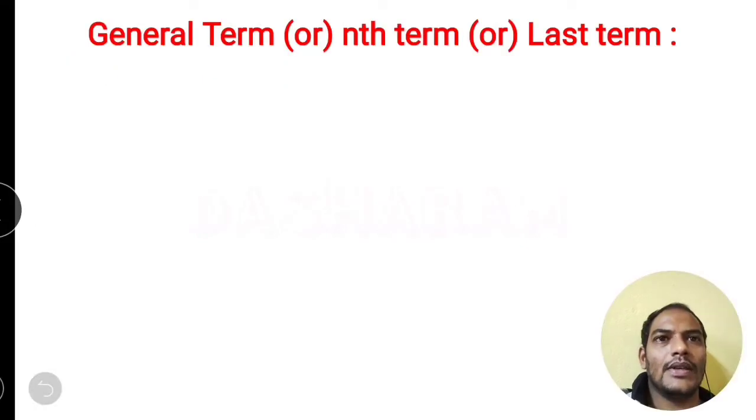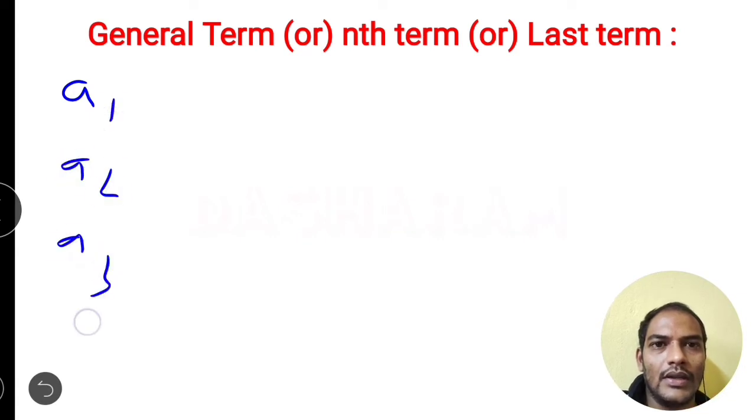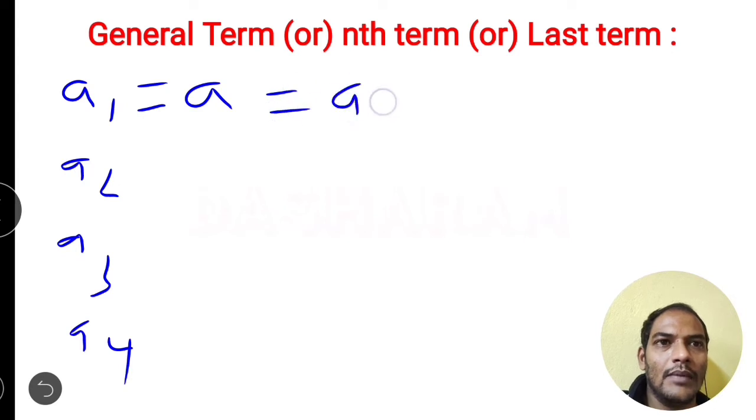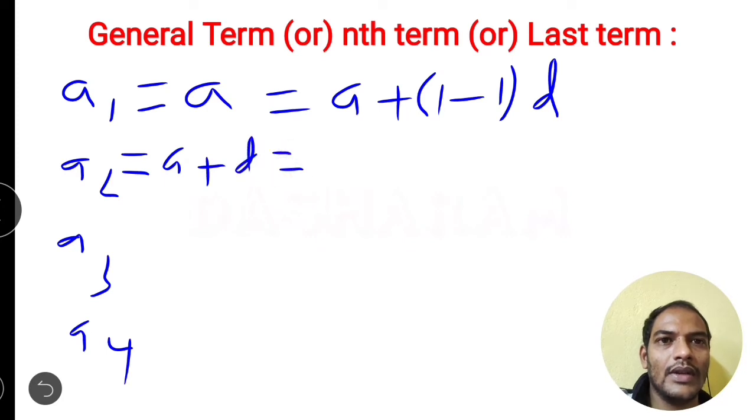The second topic is the general term, or nth term, or last term of the AP. Generally the terms are denoted with A1, A2, A3, A4. A1 as per the general form is A. I am writing A plus 1 minus 1 into D, because 1 minus 1 is 0, and 0 into D is 0, so 0 plus A. A plus D is the general form of A2.